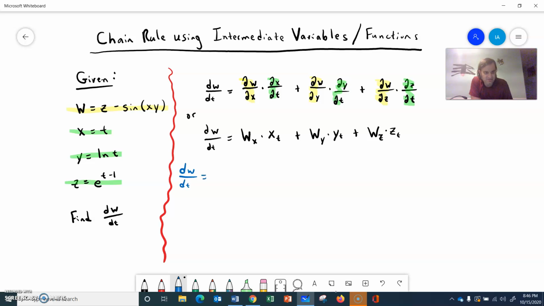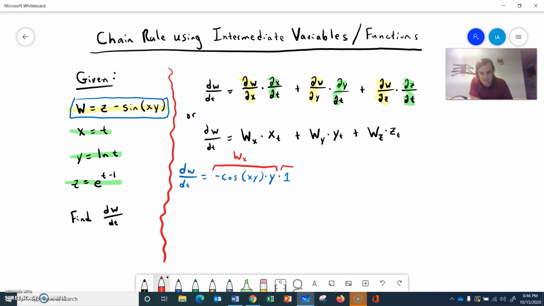But the partial of w with respect to x. Well, z goes away. Negative sine would be a negative cosine of xy. And the derivative of xy with respect to x would be y. And then the partial of x with respect to t would be 1. So keeping in mind with what we've got here, here is the wx, and here is the xt, if that helps.